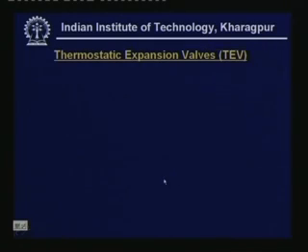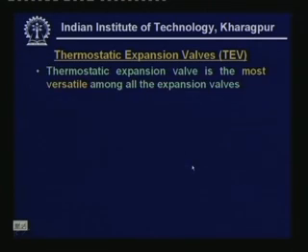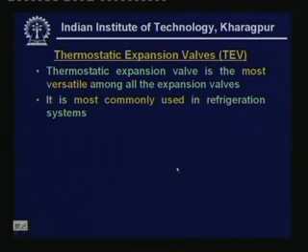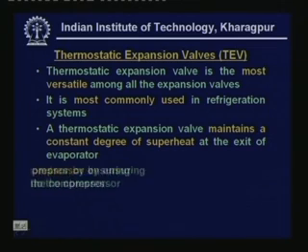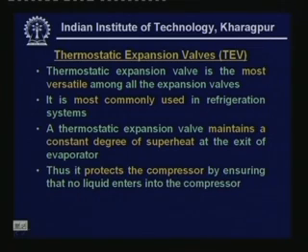So, let us discuss first the thermostatic expansion valves, abbreviated as TEV. The thermostatic expansion valve is the most versatile among all the expansion valves. It is most commonly used in refrigeration systems. A thermostatic expansion valve maintains a constant degree of superheat at the exit of evaporator. It does not maintain a constant temperature, but it maintains a constant degree of superheat at the exit of evaporator. Thus, it protects the compressor by ensuring that no liquid enters into the compressor. This is the biggest advantage of thermostatic expansion valves.